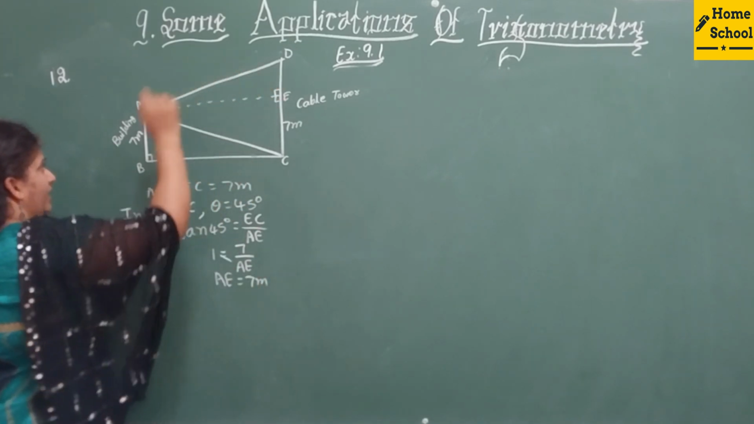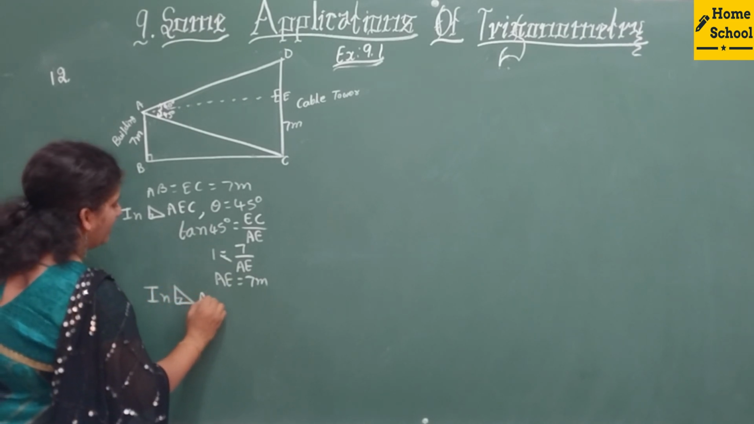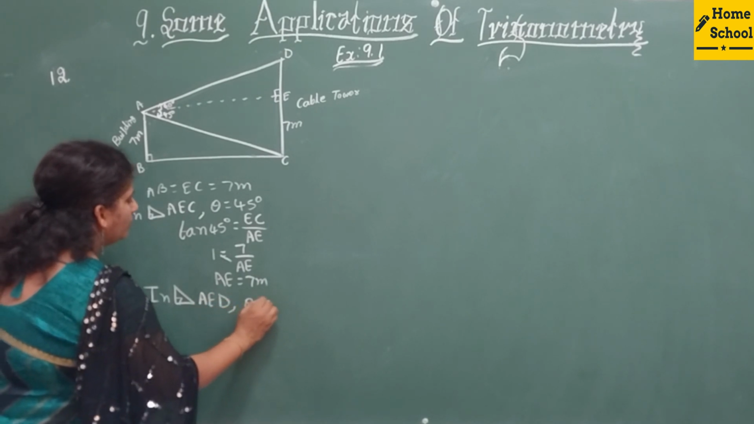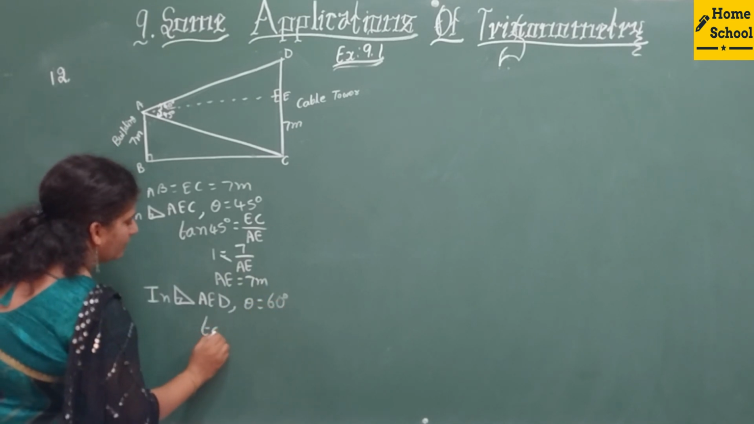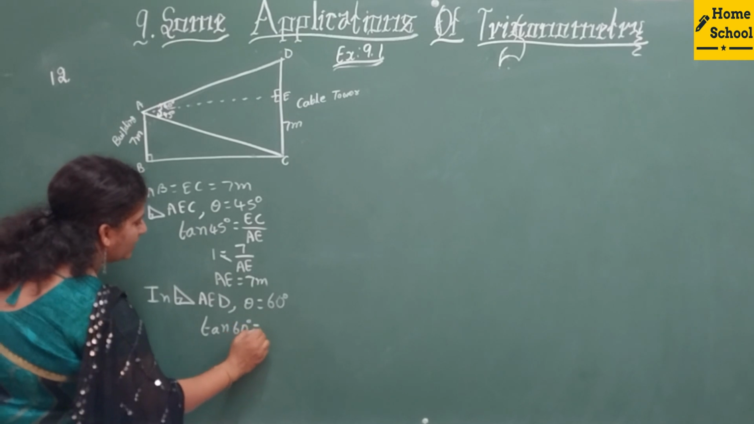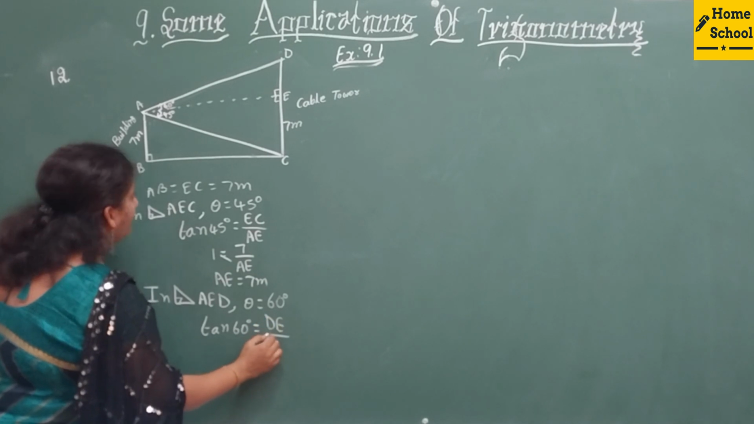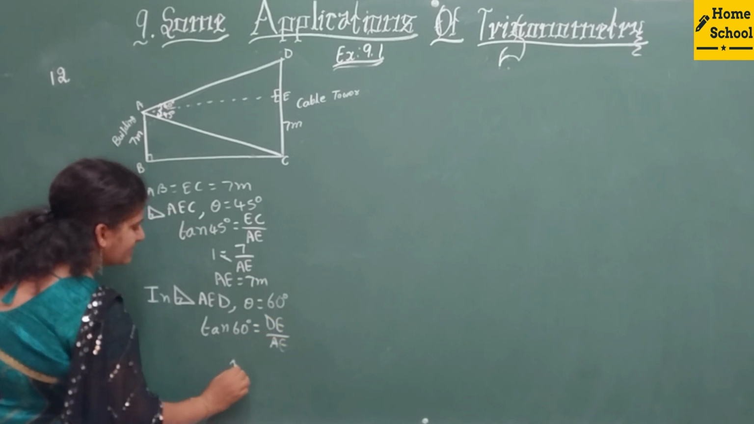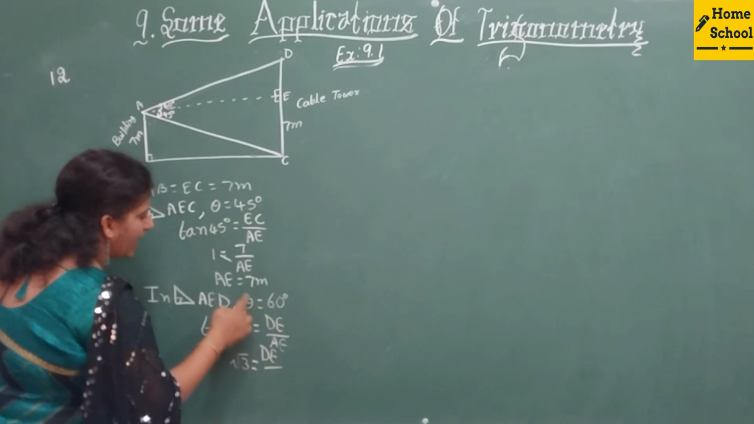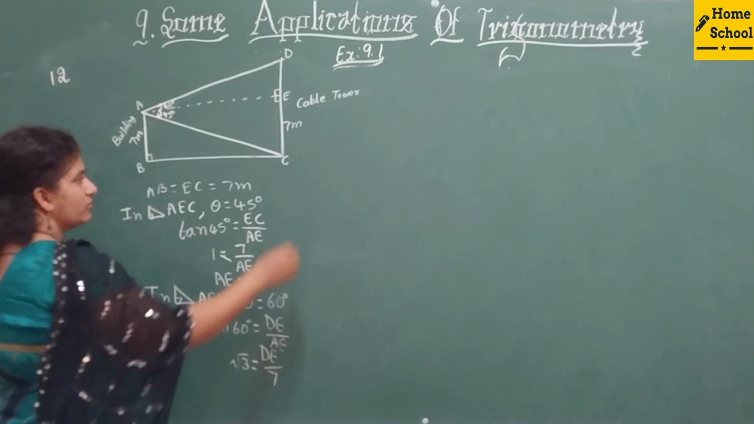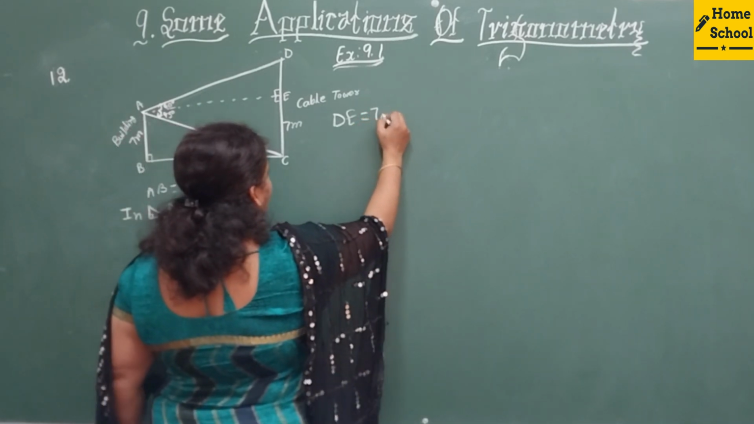Now take another right triangle. In right triangle AED, theta value is 60 degree. Tan 60 degree is equal to opposite by adjacent, DE by AE. Tan 60 value is root 3. DE value I don't know, I will write DE as it is. AE I got before, 7. So therefore DE is equal to 7 root 3.